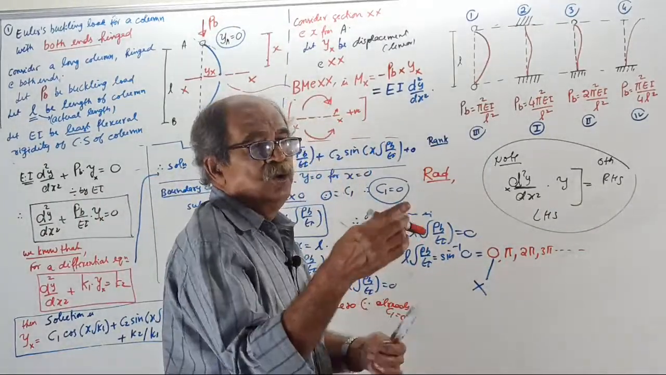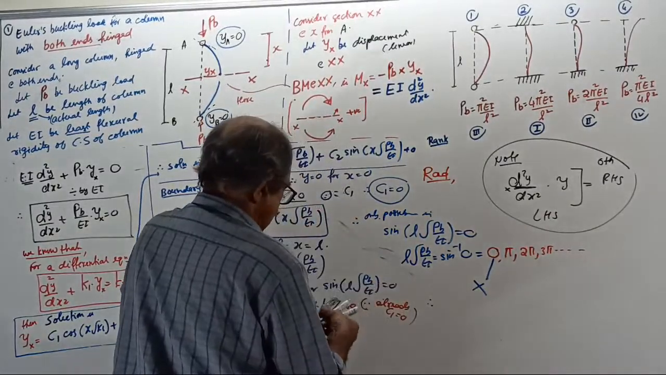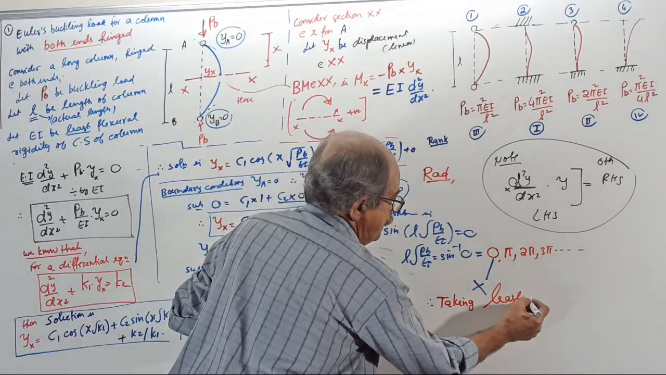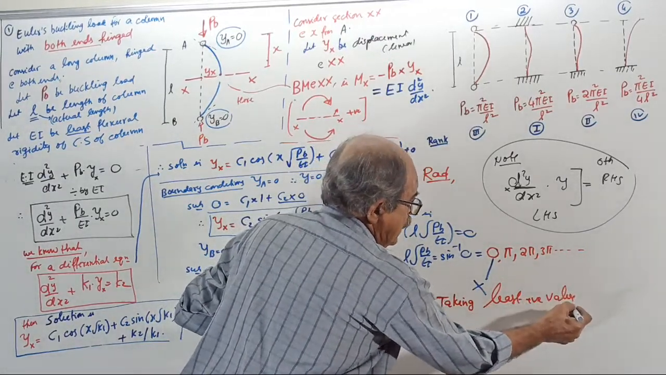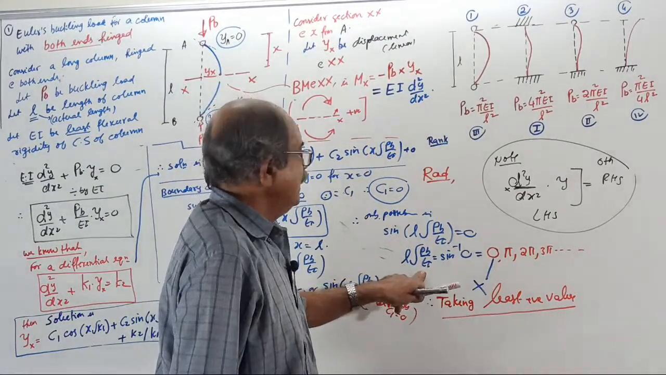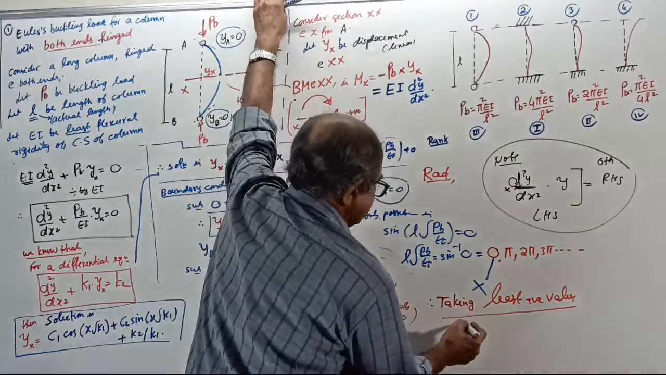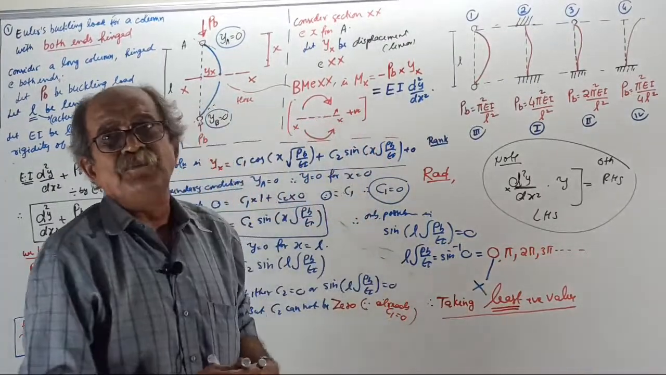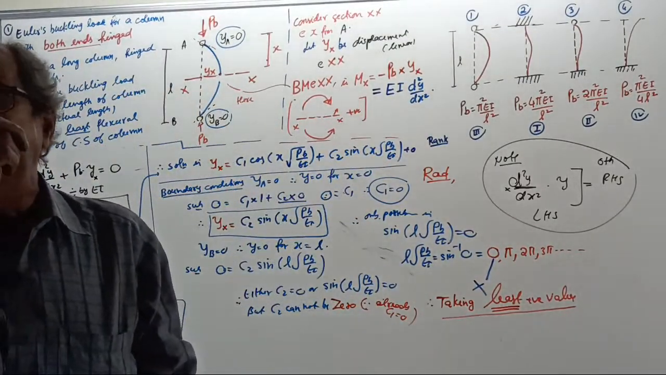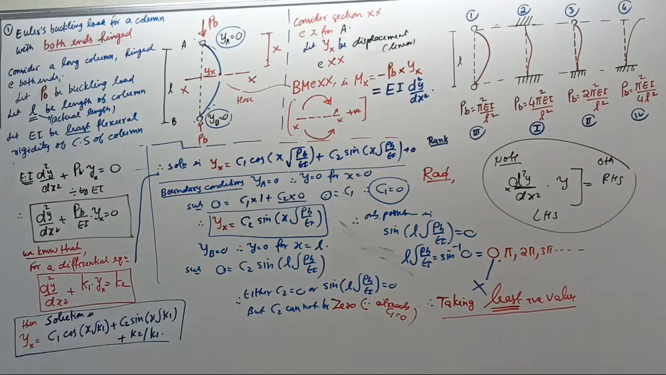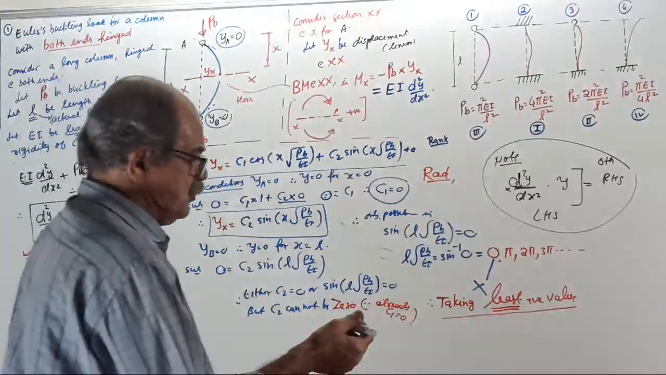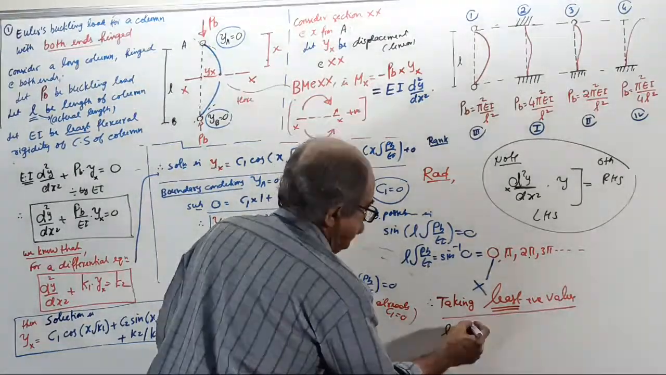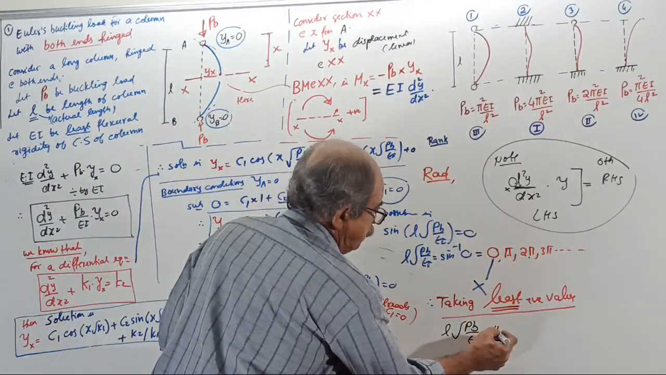No. I told you earlier, take the least positive value. When you analyze a column, the buckling load is the least load at which the column will buckle. So the least positive value is pi. Therefore, you get L root(PB by EI) equal to pi.